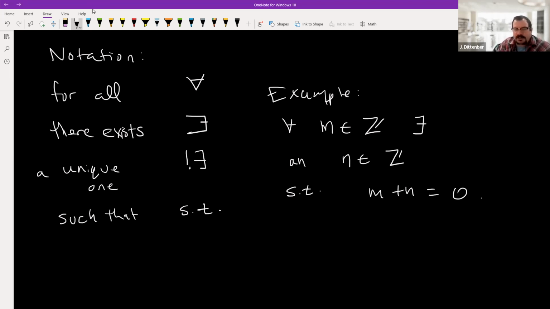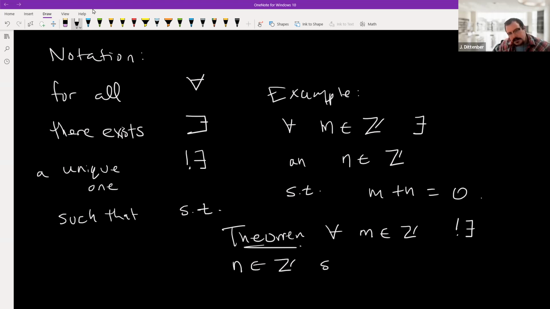And actually, I could even modify this into a theorem that we have to prove, which would be: for all m in Z, there exists a unique n in Z such that m plus n equals 0. So now I'm saying, there's only one n that when I add it to m in all of the integers, gives me 0. And this actually is true, and we can prove it later on.